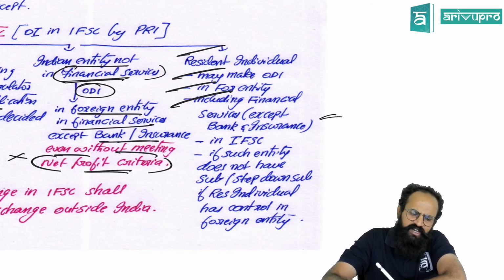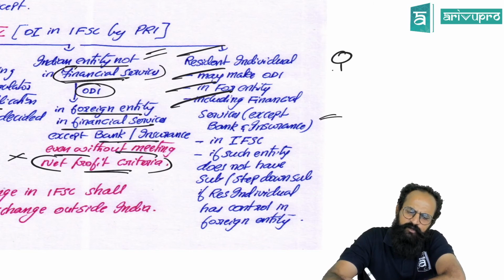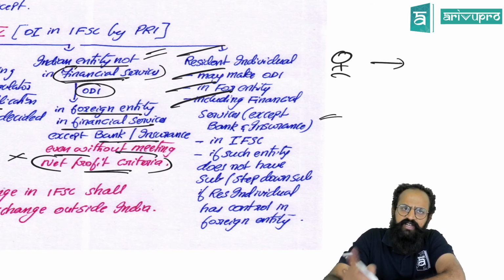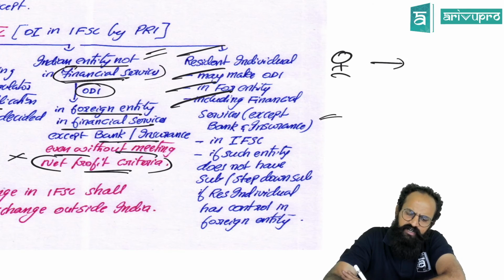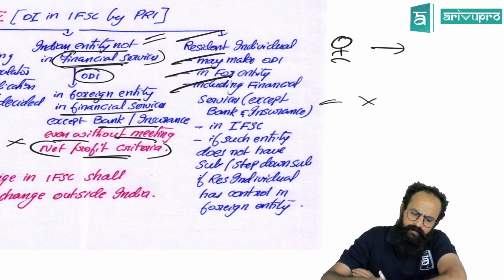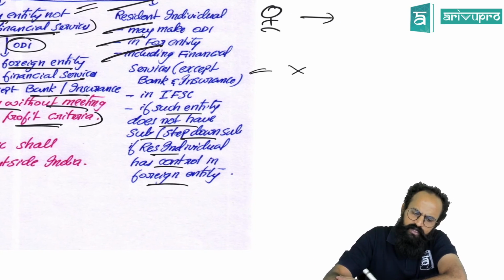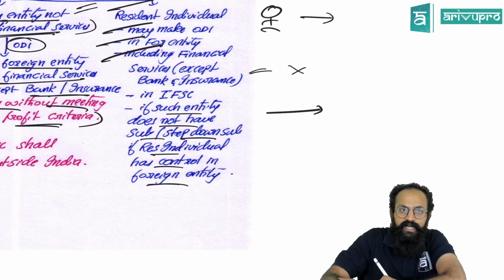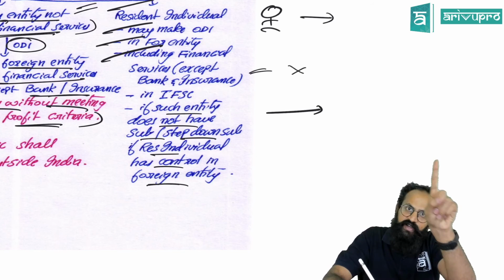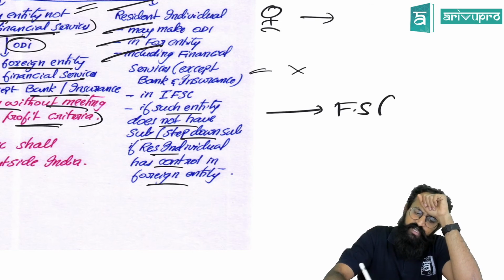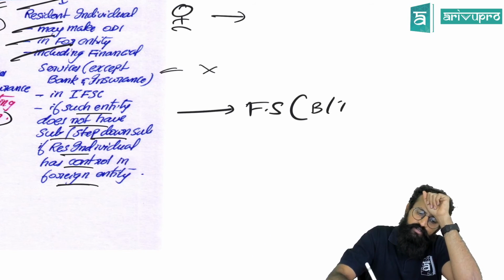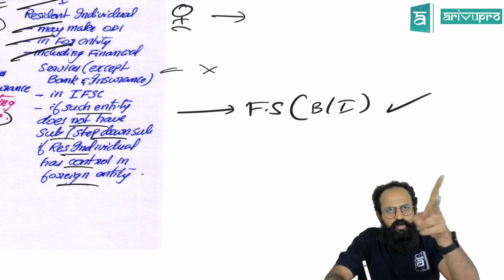Same thing. Sir, here you saw Indian entity, here you are seeing an individual. He can also invest his sums in a foreign entity. Even in financial service sectors, he can invest his sums, provided not in bank and insurance. In IFSC, if such entity does not have a subsidiary or step-down subsidiary, if the resident individual has control in a foreign entity, meaning what, people? He can invest in such entity, provided he can invest in other financial services. So financial services, except bank or insurance, he can invest. Bank or insurance, he cannot invest.